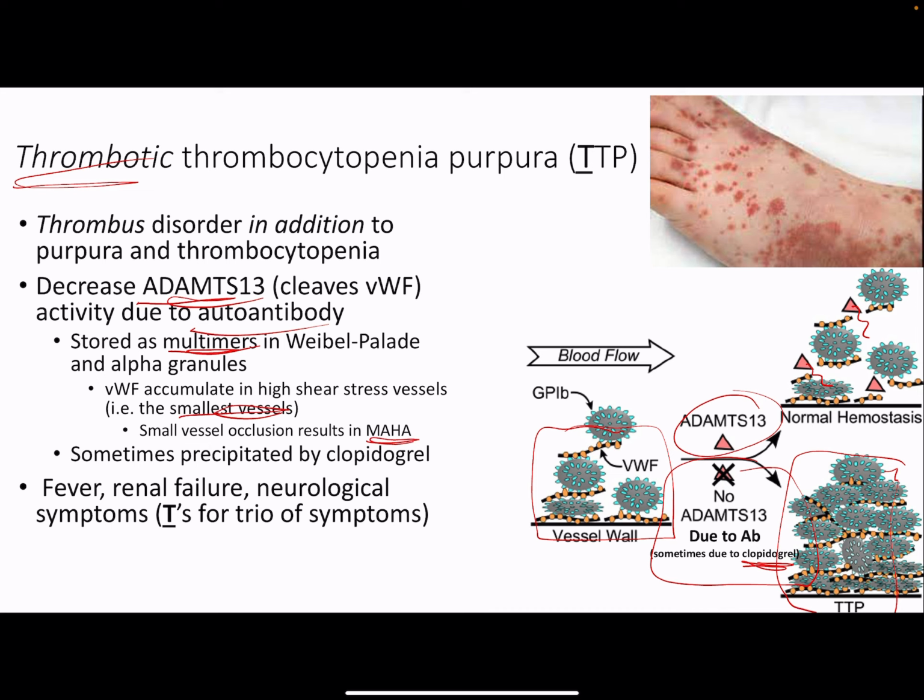I think of T for trio. You get this interesting trio of symptoms. You get a fever, renal failure, and neurological symptoms. Those are big ones to look out for. Not a lot of neurological symptoms on this exam. So if you see that, you might think TTP.